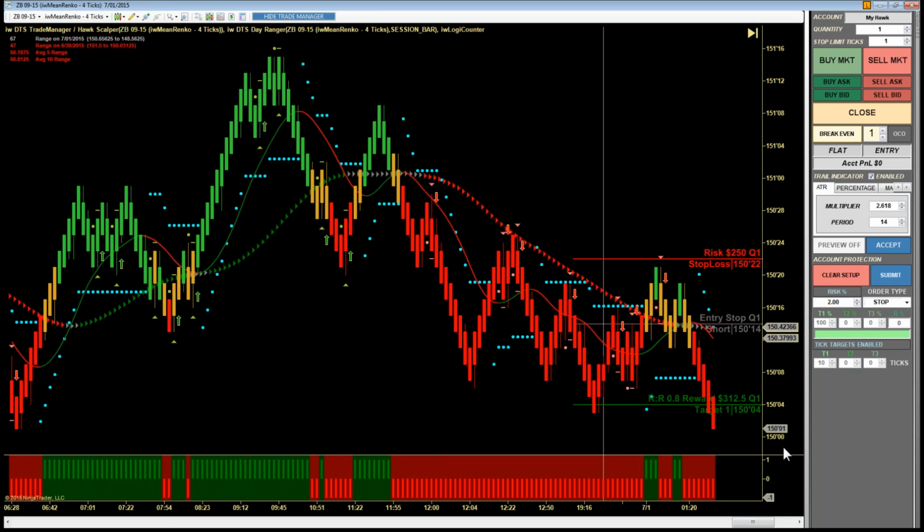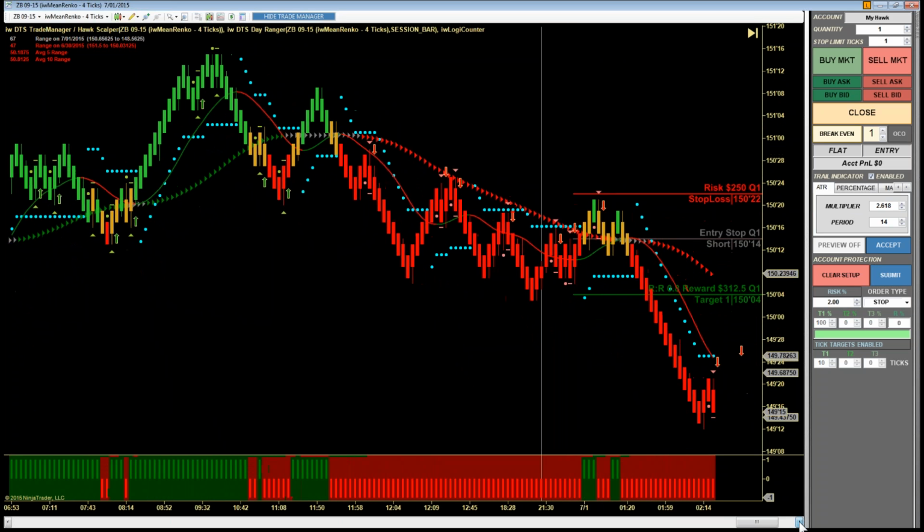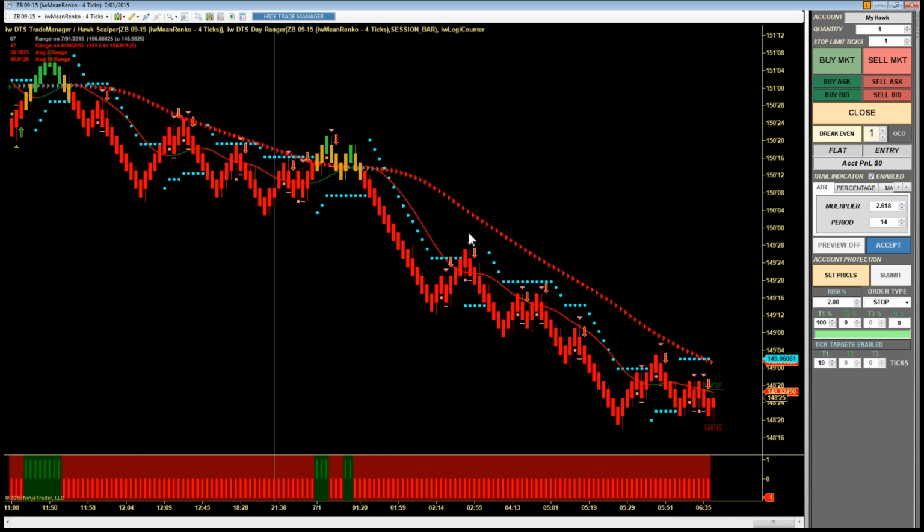I could have left a stop strategy in play. I could have just taken this as a runner and let the stop manage my trade, in which case I would have been stopped out down here. Looks like for another $200 or $300 profit. It's always fun waking up in the morning to a nice profit.